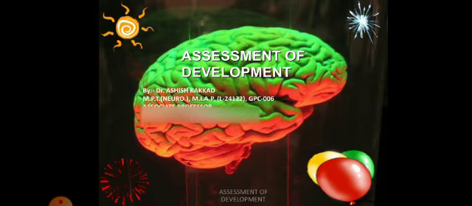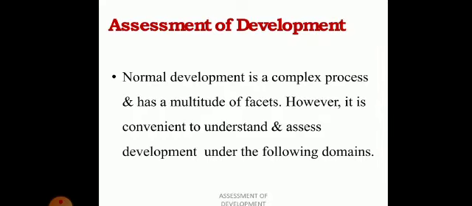So at what age what the child will be learning. So let us start with that. Normal development is actually a very complex process and it has multiple facets. Clear? But if we want to learn it, we can define or learn it under the following domains.